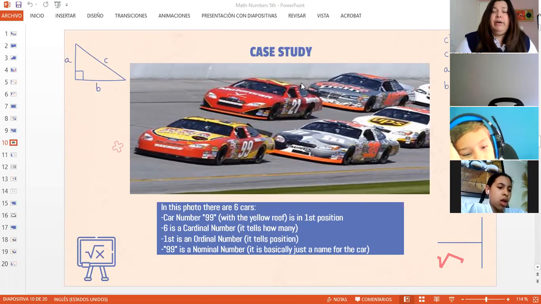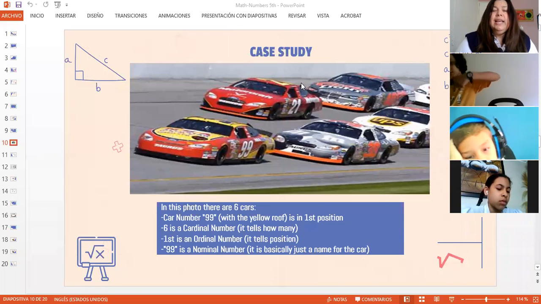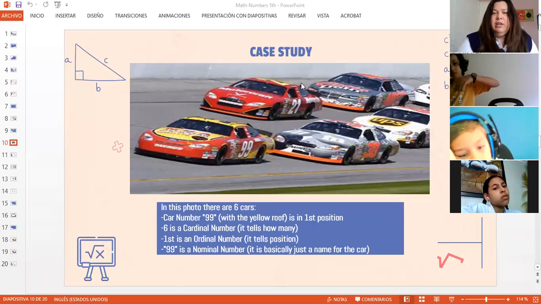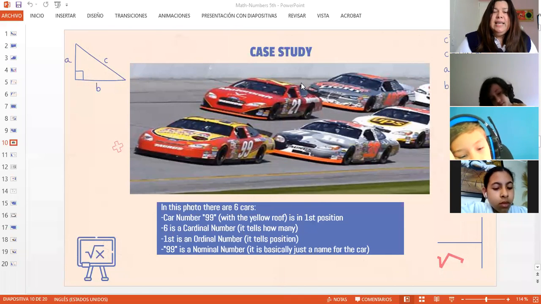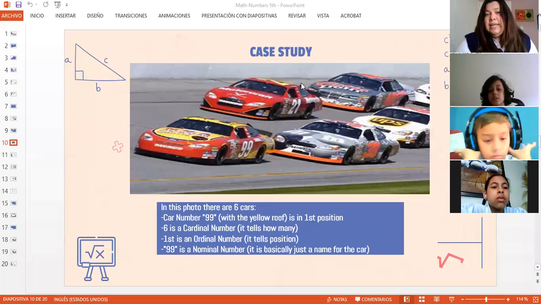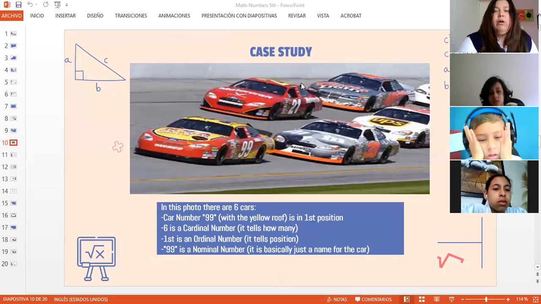There's a number on the car with the yellow roof. That number is 99. So 99 is a nominal number. That's the name of the car. And the car is in first position. It's telling you the order of the cars. Number 6 is a cardinal number because we are counting how many cars there are. And number 4 is an ordinal number. They're telling you the position. Perhaps if we see number 21 there, it's the red car over here. Who can tell me which position it is?